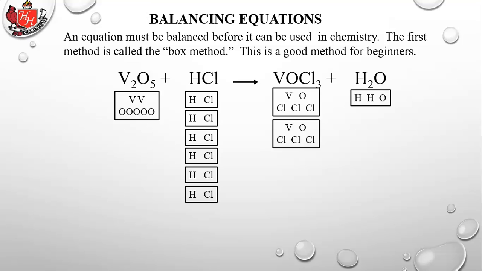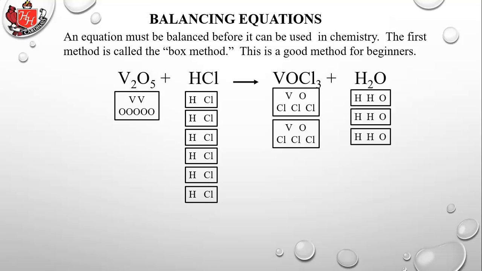What we've done though is we've vastly increased the number of hydrogens. We have 6 H on the left and only 2 over on the right where the water is. So what we need to do is add 2 more water molecules: HHO, HHO. So now everything is in balance except oxygen. Maybe it is, but we don't know. We have 2 V on the left, 2 V on the right. We have 6 Cl on the left, 6 Cl on the right. And we have 6 H on the left, 6 H on the right.